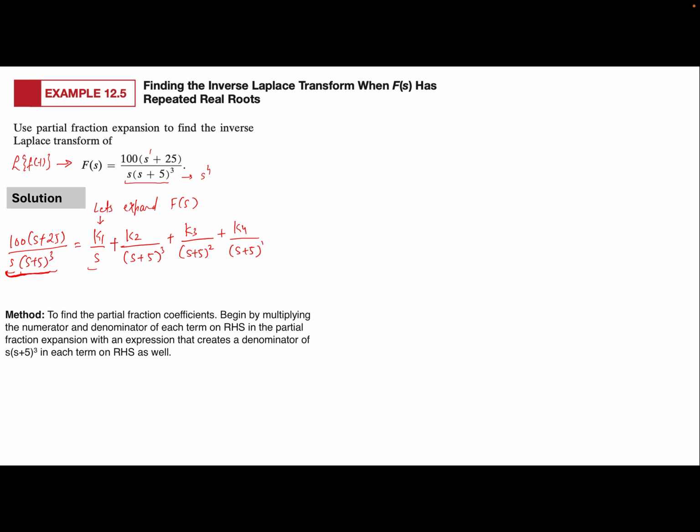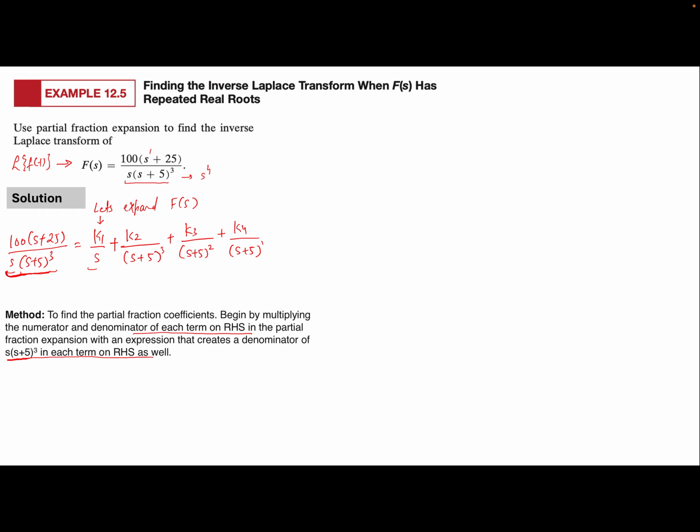So begin by multiplying the numerator and the denominator of each term on the right hand side, such that in the denominator you get this term, and then eventually we're going to cancel it out. Once we cancel it out, we're going to open up the brackets. We're going to get the right hand side as a polynomial with s cube, s squared, s1, s0, and then we're going to equate each term.